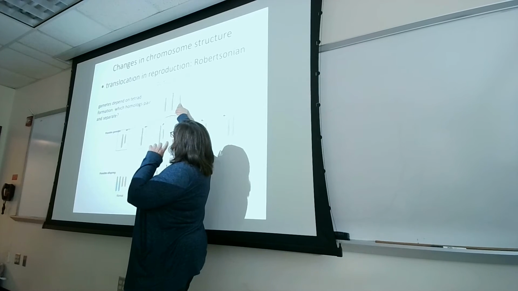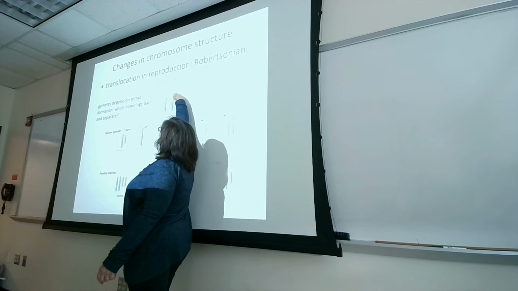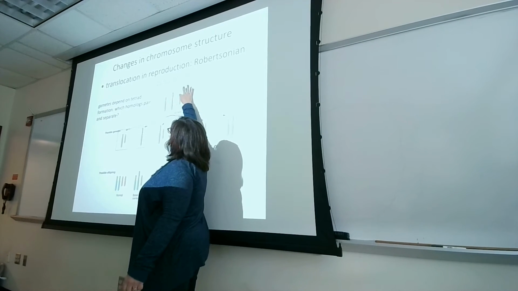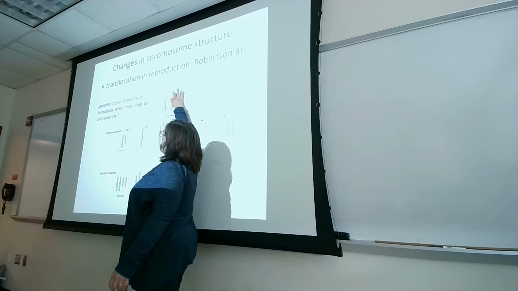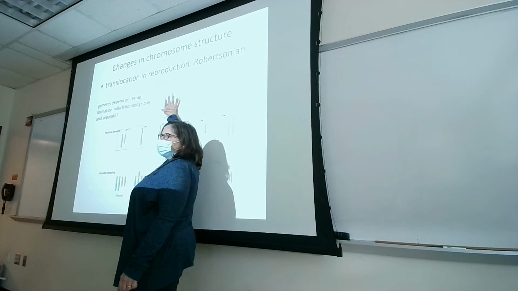Your other 21, you have the full Q arm. Here we have the full Q arm also attached. And then we have the ribosomal genes here. We're missing the ribosomal genes from this one, okay? But overall, this one is balanced.